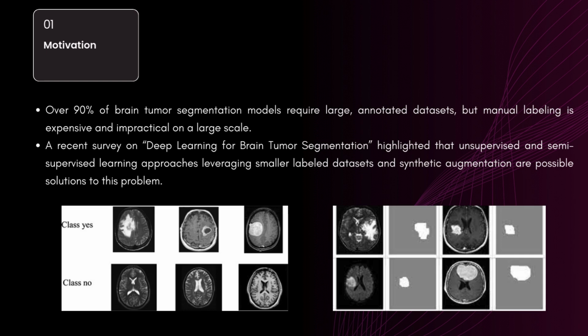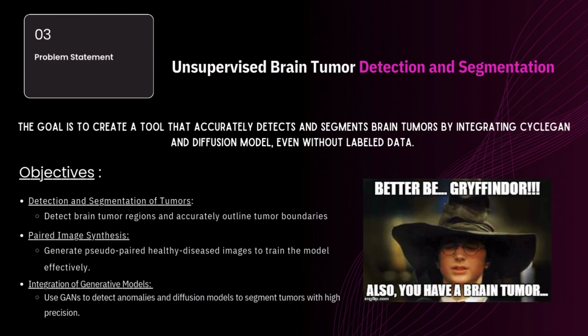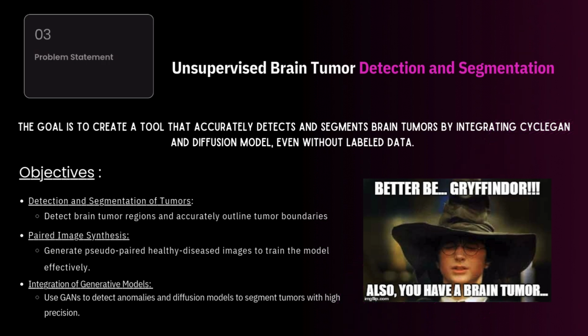So now let's dive deeper into the problem statement behind TumorLytix. The current challenge, what we are trying to solve, is pretty clear. We need a tool that can detect and segment brain tumors accurately without relying on labeled data. To do this, TumorLytix combines the power of advanced models, that is, CycleGAN and the diffusion model. And the goal is pretty simple: to create a scalable, efficient and accurate tool that works in real-world clinical environments even when the labeled data is scarce.